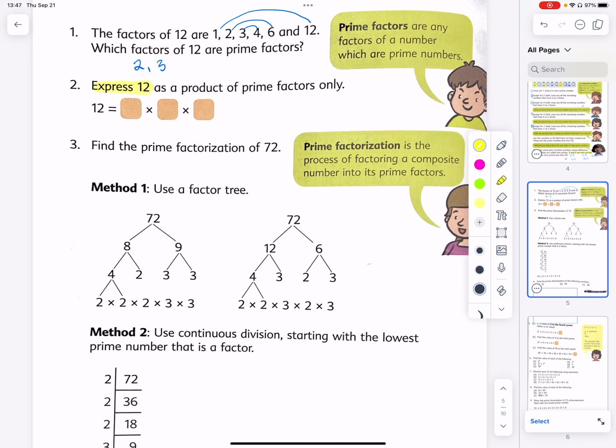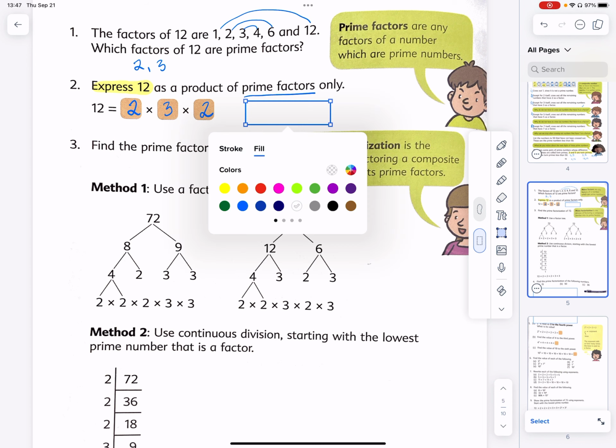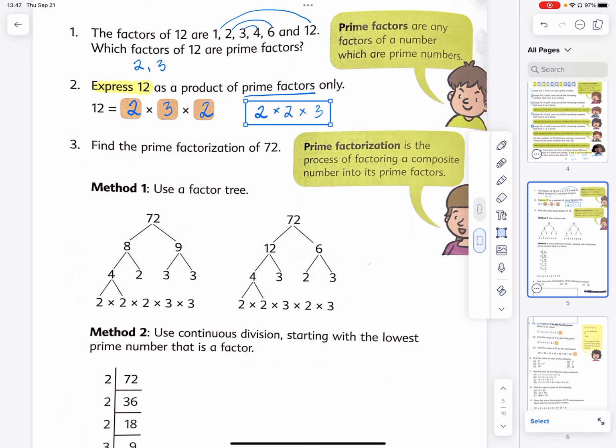Express 12 as a product of prime factors. Only prime factors. Let's go. We have 2 times 3. That gives us 6. To get to 12, we need another 2. Typically, we write down prime factors in increasing order: 2 times 2 times 3. And voila, this is a prime signature for the number 12.